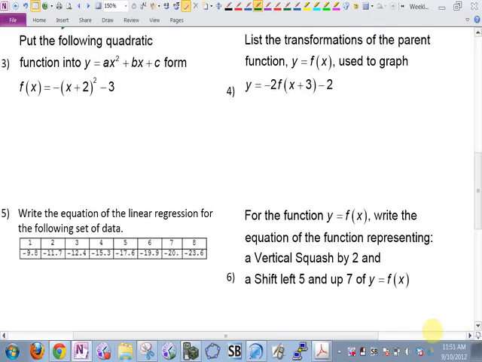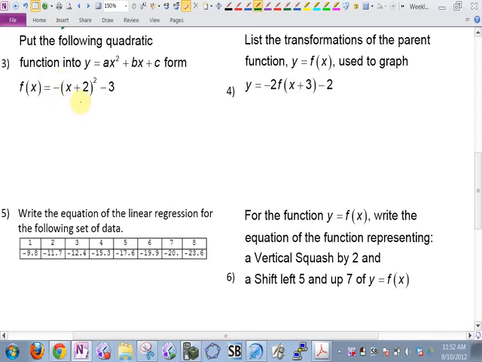Number 3, put the following quadratic function into ax squared plus bx plus c form. Just as a little information, it is regularly from year to year the most missed question on the semester 1 exam for honors algebra 2 is a problem almost exactly like number 3 here. Surprisingly, because it's just foiling. But it's the distributing of this initial term that messes people up.